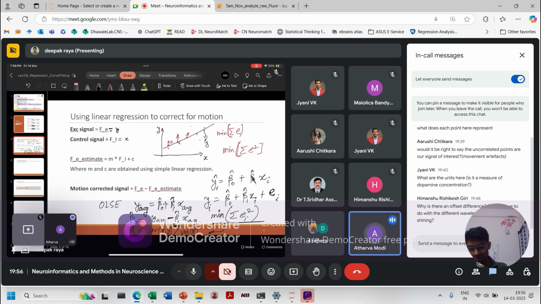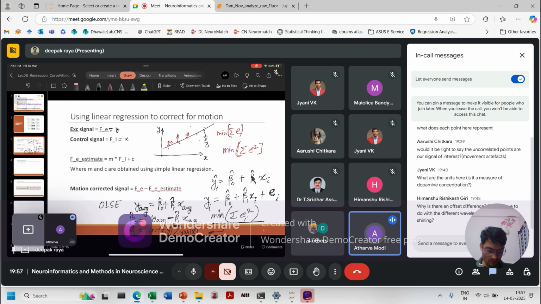So this is what you get for the beta 1 estimate, and the beta naught estimate is this. So this is basic theory, some formulas that come up. But the main thing here to understand is how do we interpret this.